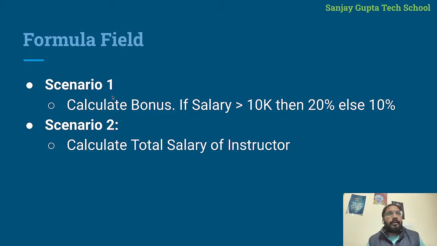Here I have listed two scenarios. The first scenario says calculate bonus. If salary is greater than 10,000, then bonus will be 20% of salary. And if it is less than or equal to 10,000, then bonus should be 10% of the salary, right? This is our requirement.